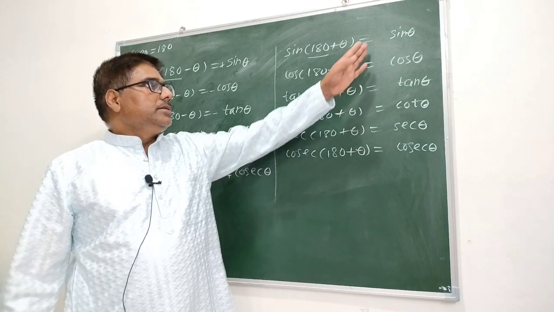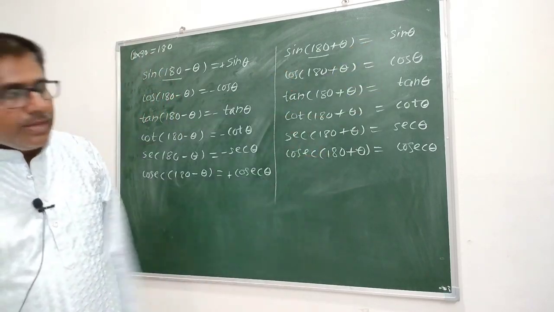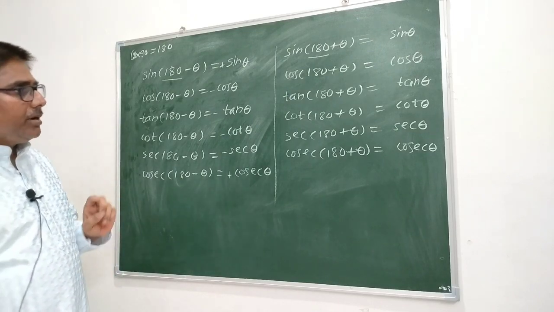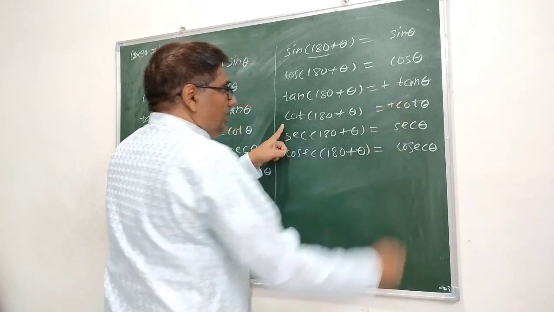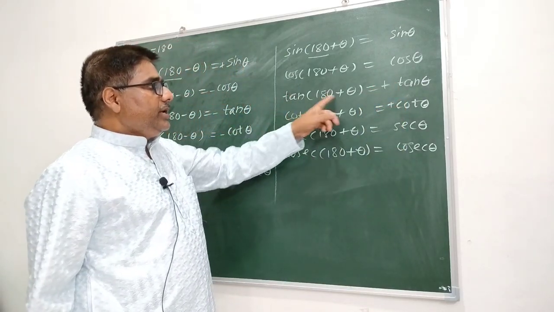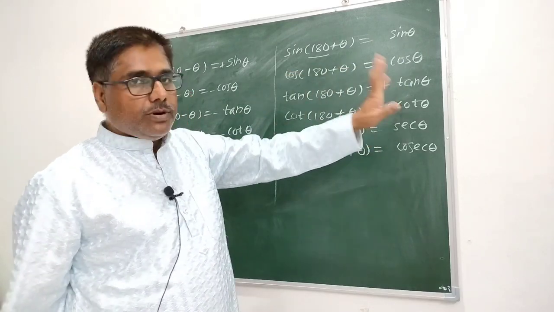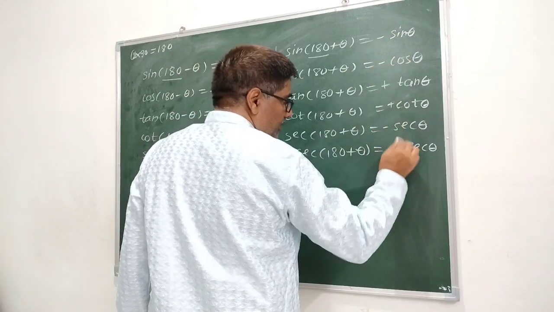Now let's decide the sign. 180 plus something means we will fall in the third quadrant, and in the third quadrant tan and cot are positive. Therefore, tan of 180 plus theta is plus tan theta, and cot of 180 plus theta is plus cot theta, and the remaining ratios will be negative.